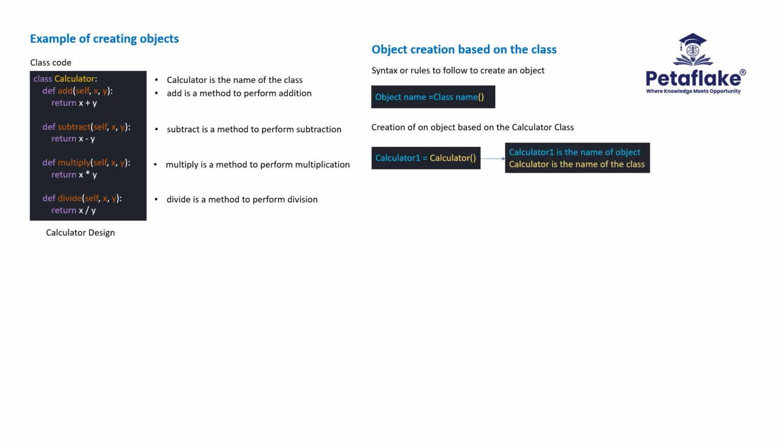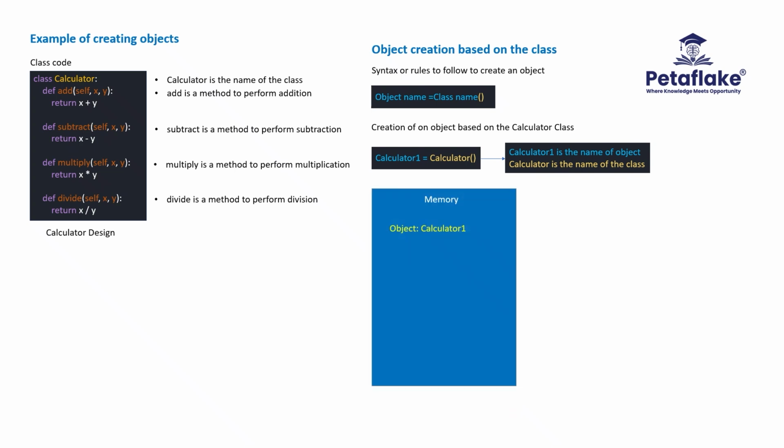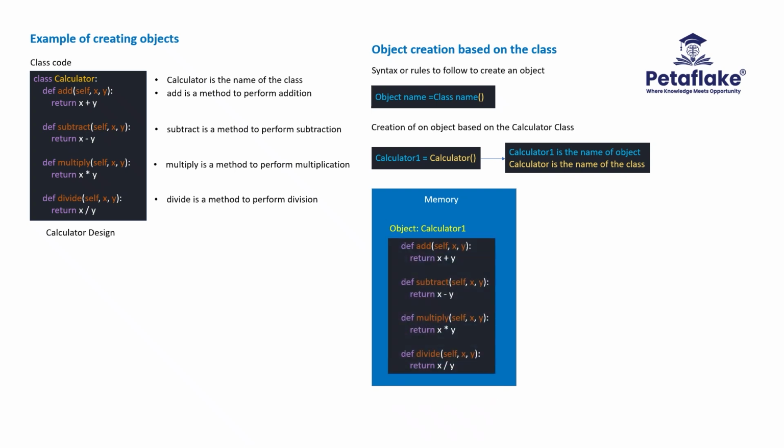When this specific code is executed, computer creates an object with the name calculator1 in the memory and a copy of the code from the calculator class is copied into the calculator1 object. Now I hope you got some understanding of what happens when an object is created. Let's understand the scenario of creating multiple objects based on a single class.